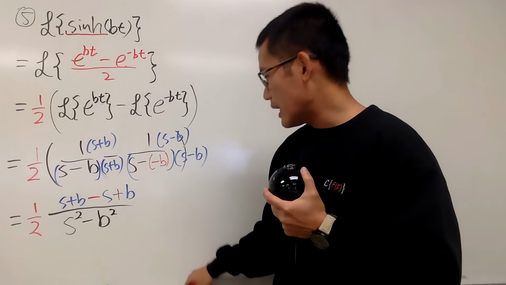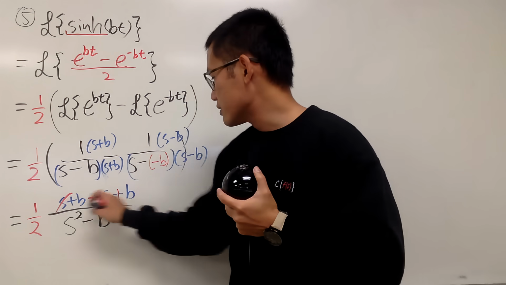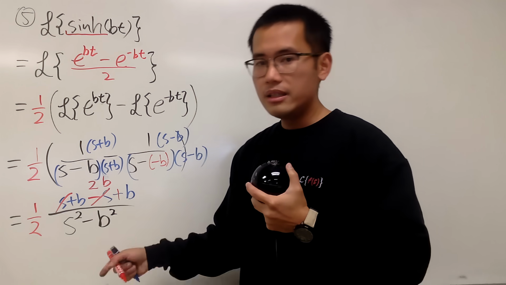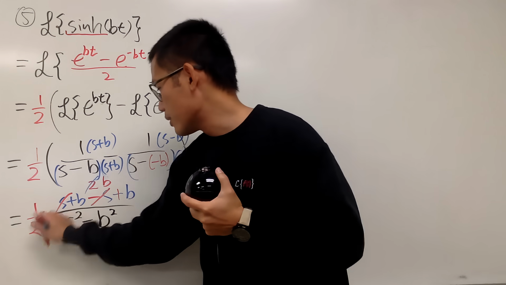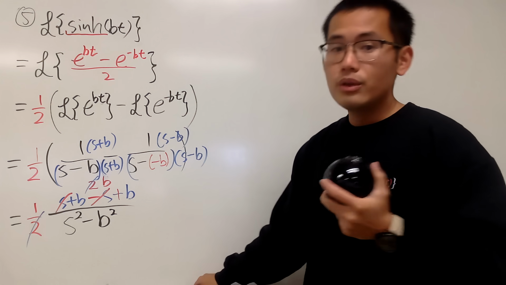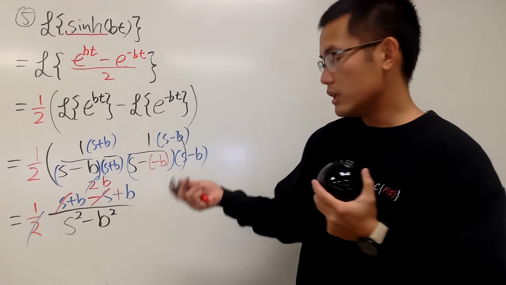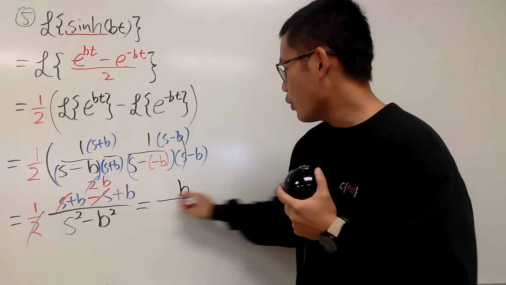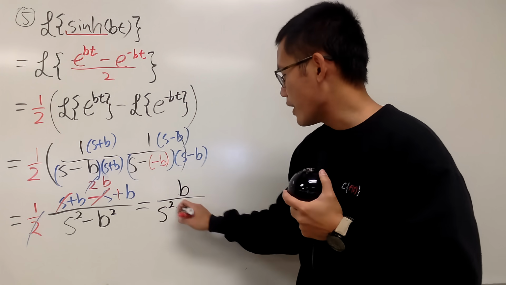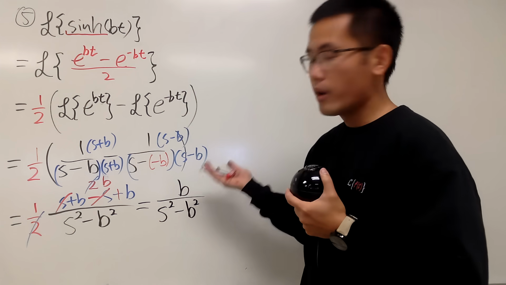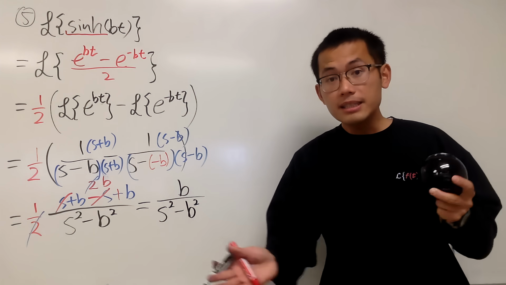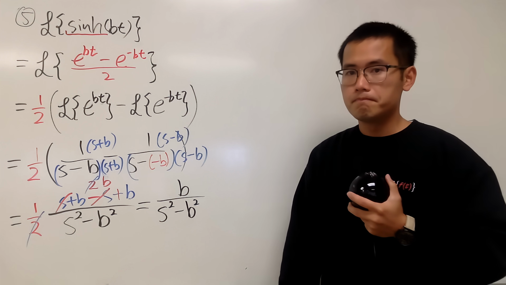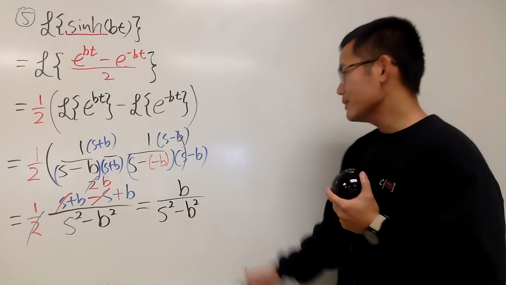Of course, just work that out. You can see that the s and s cancel, and on top, b and b give you 2b. Then in the end, you can cancel the 2 and the 2 right here. This is very similar to the original sine function, yeah? You end up with b on the top as well, over the bottom, s squared minus b squared, like this. So that's it. However, do we need to put on any conditions? Well, have a look here.